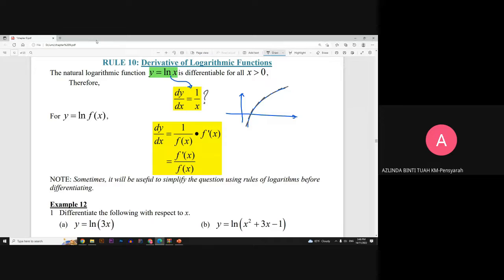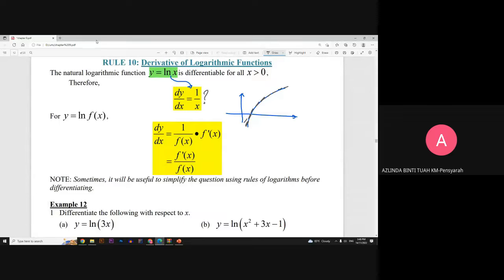Kan very interesting. Sebenarnya dia calculate lah, dia calculate every single point dekat sini, dia akan nampak sini gradient dia berapa, sini gradient berapa, sini gradient berapa. Okay. So for your stage now, hanya perlu tahulah ln x, differentiate ln x is 1/x.